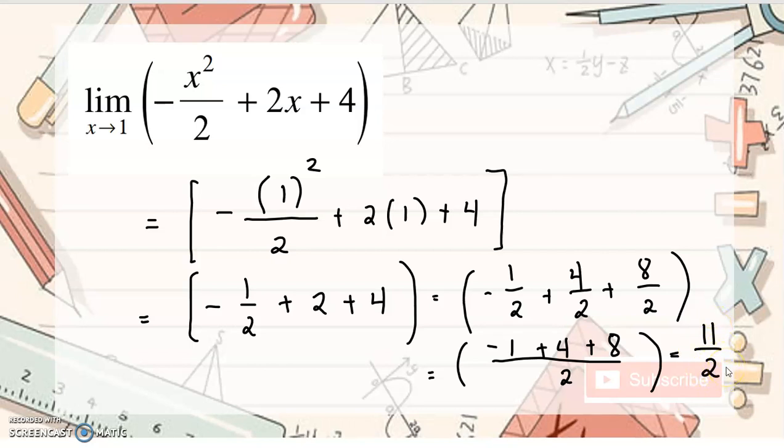Your limit here is defined as 11 over 2, or the limit of negative x squared over 2 plus 2x plus 4 as x approaches positive 1 is equal to 11 over 2. Let's proceed with example number 3.